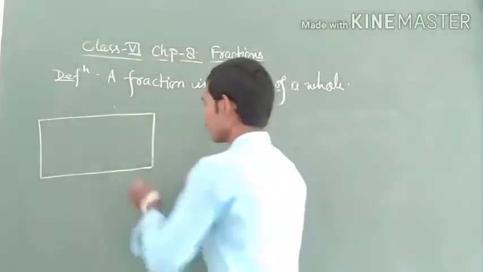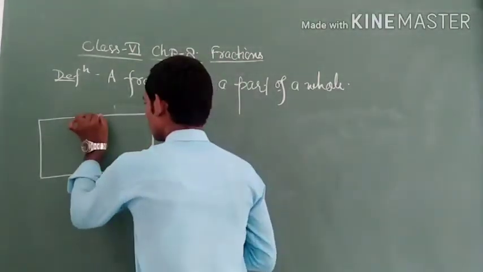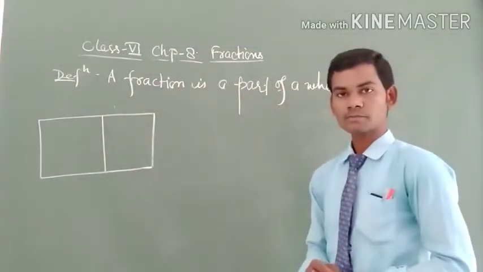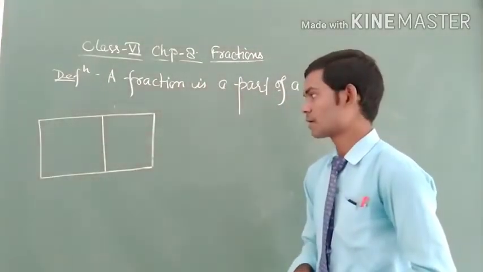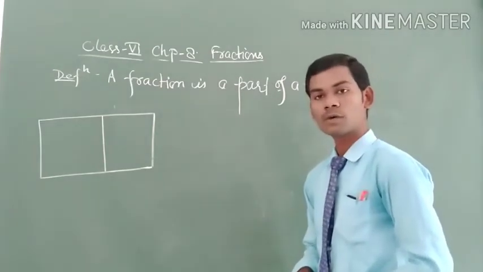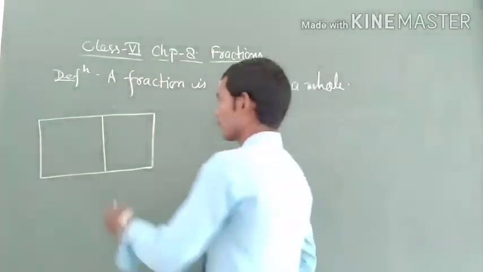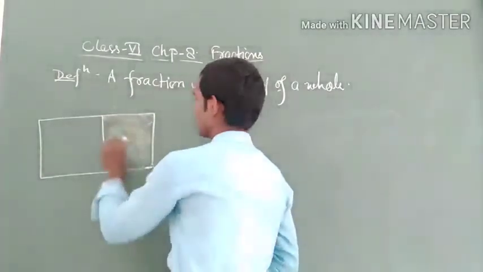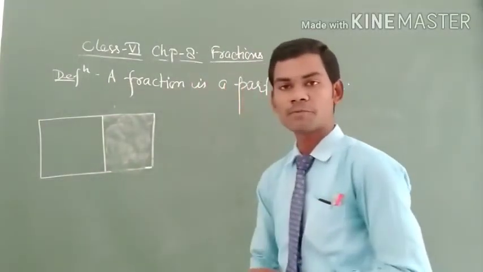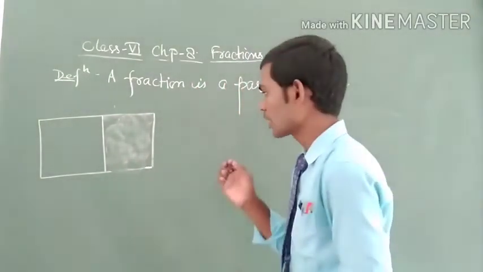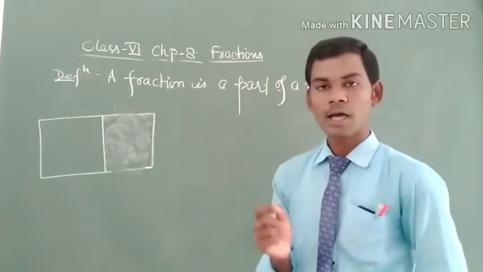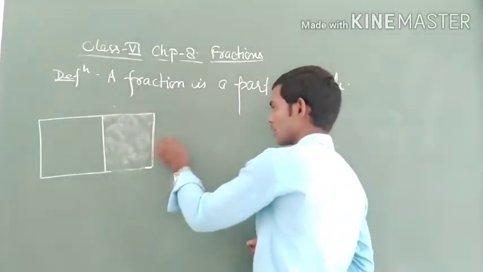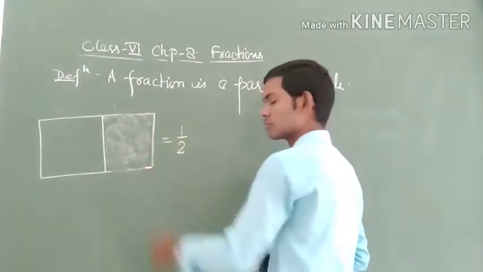If I divide this rectangle into two equal parts, and if one part is shaded, then what fraction do we get from this figure? Here we can see that one part out of 2 is shaded. So the fraction will be 1 upon 2.